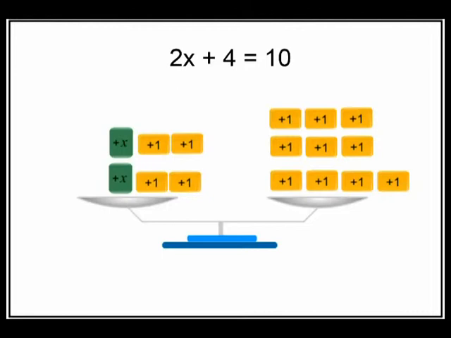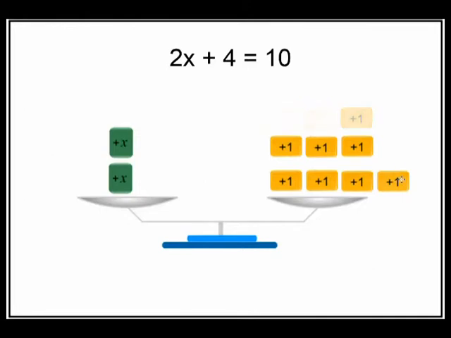Here's how we put all of this together in what we call a 2-step equation. First, I'm going to get the x's by themselves, so I'm going to remove 4 positives from each side. 1, 2, 3, 4. And then don't forget to do the same on the other side. 1, 2, 3, 4. I've now simplified it to 2x equals 6.